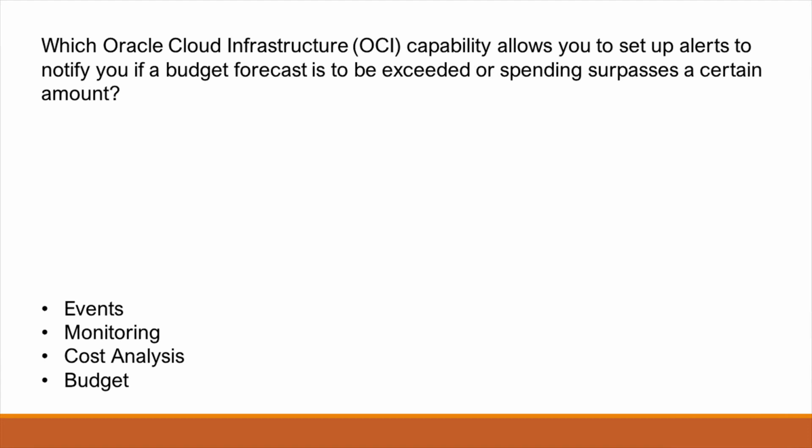Let's talk about this question. Which Oracle Cloud Infrastructure, OCI, capability allows you to set up alerts to notify you if a budget forecast is to be exceeded or spending surpasses a certain amount? Options we have for this question are events, monitoring, cost analysis, budget. Correct answer for this question is option 4, budget, because it has the capability to monitor spendings and send alerts when it reaches the threshold value which we set up.